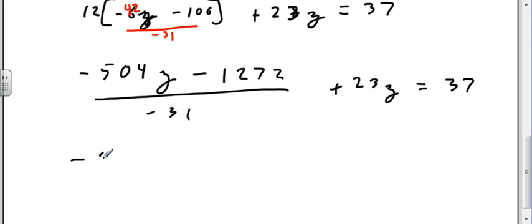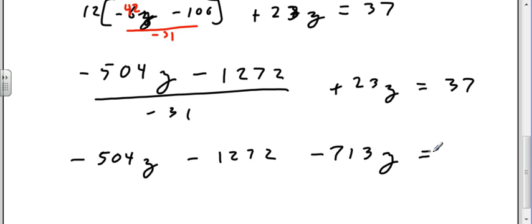Alright, so I got minus 504z minus 1272 minus 31 times 23, 713z is equal to 31 times 37, 1147.